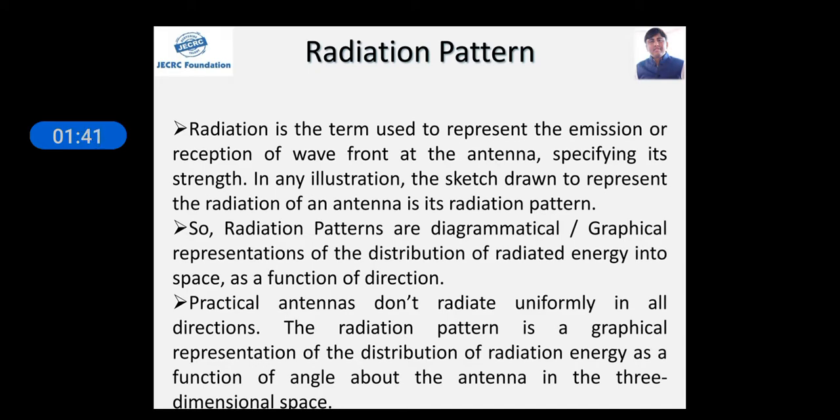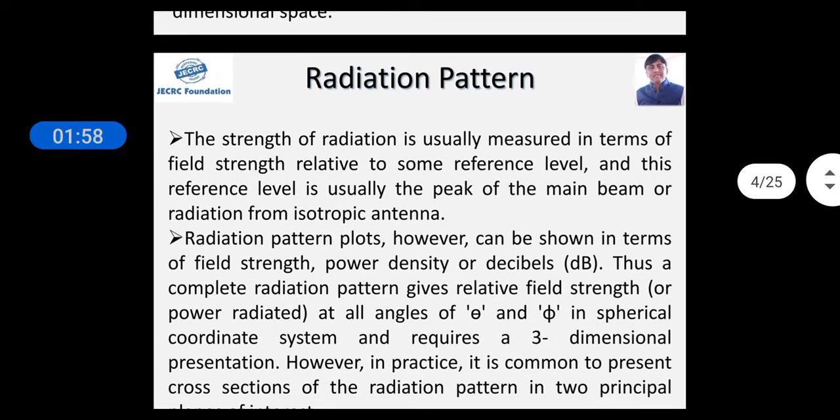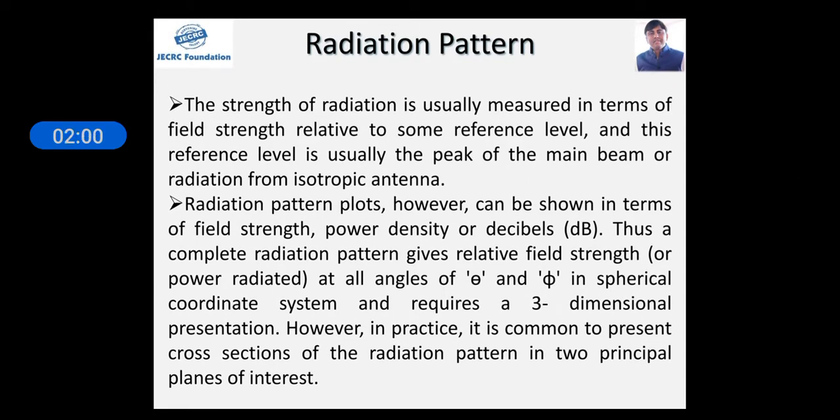Practically, the antenna does not radiate uniformly in all the directions. The radiation pattern shows the distribution of radiation energy as a function of angle about the antenna in three-dimensional space. The strength of radiation is usually measured in terms of field strength, power density, power gain in decibels, with respect to the reference level, which is usually the peak of the main beam or main lobe, or the radiation pattern from the isotropic antenna in the same direction.